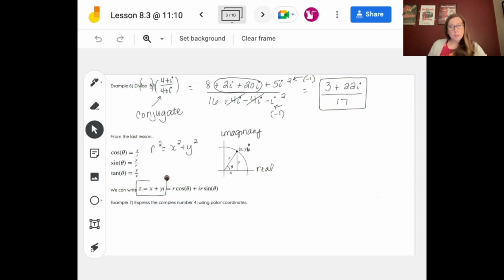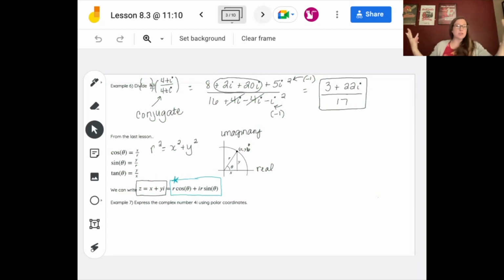Or more formally, we are going to utilize r times cosine of theta plus i times r sine of theta. So this is what we're going to use to rewrite a complex number using polar coordinates. So let's think about our first example here. It says, express the complex number 4i using polar coordinates.